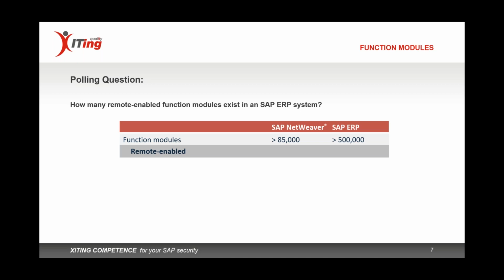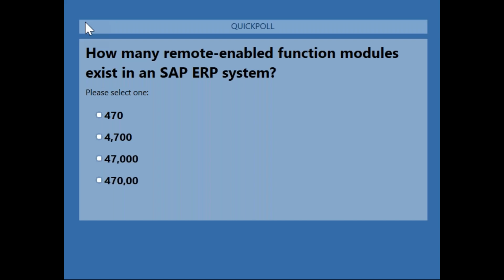So here, first polling question. It's always interesting to see: what do you think? How many of those do you think are remote enabled? Remote enabled function modules are those that can be called from outside the system. So I can call a function module from one system, but execute it in the other system. What do you think, how many are there? We'll give it a second here to see. I can see 30% already voted.